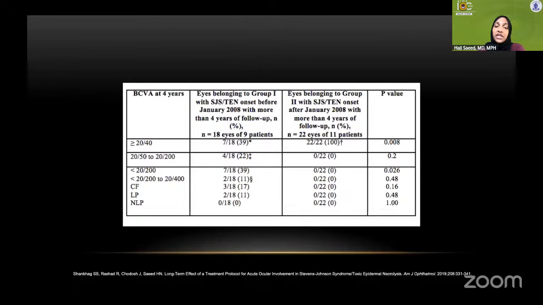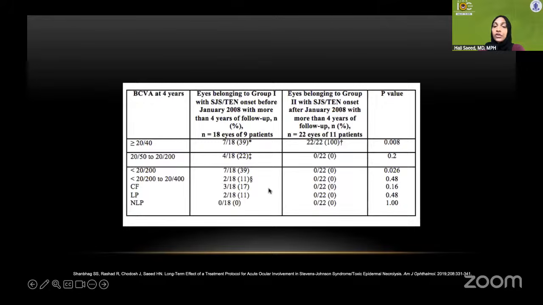So we looked at our data, pre-amniotic membrane and post-amniotic membrane, and we found really stark differences in the visual outcomes in patients who received protocol treatment that included amniotic membrane versus those who did not. And you can see the numbers of patients who maintained vision greater than 20/40, significantly different between the two, and then also patients with vision less than 20/200, significantly different between the two.